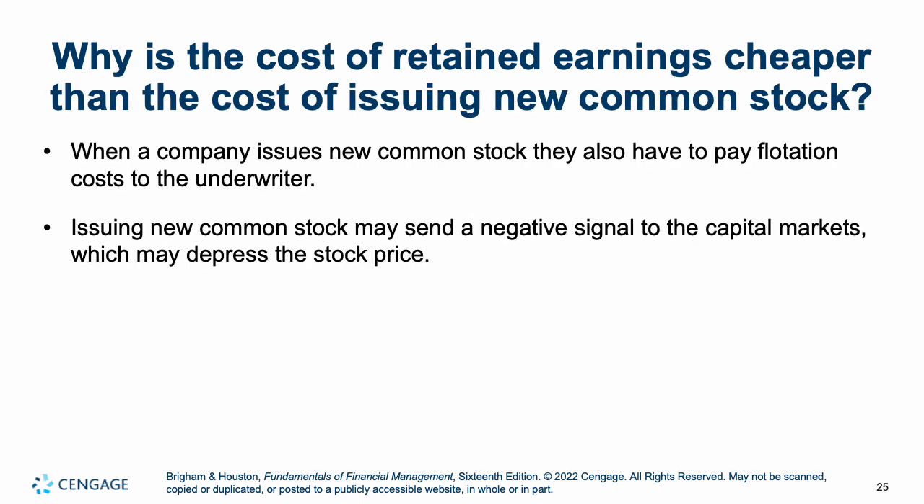Why is the cost of retained earnings cheaper than the cost of issuing new common stock? And this is important. When a company issues new common stock, you have to pay flotation costs to an underwriter. Remember, common stock is backed by an underwriter who is going to handle selling it to the public, and there's costs involved. Investment banks are not going to help you issue new stock for free. And also, issuing new common stock may send a negative signal to markets, hurting the stock price.